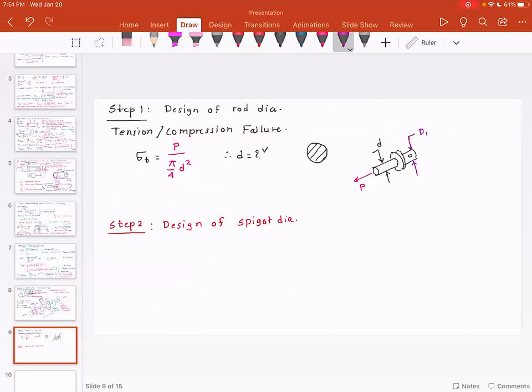Now I want to discuss the failure mode of this spigot diameter, and for that let me draw a slightly larger figure. This spigot has a hole for the cotter, which means when the failure is going to happen, the failure will be something like this.